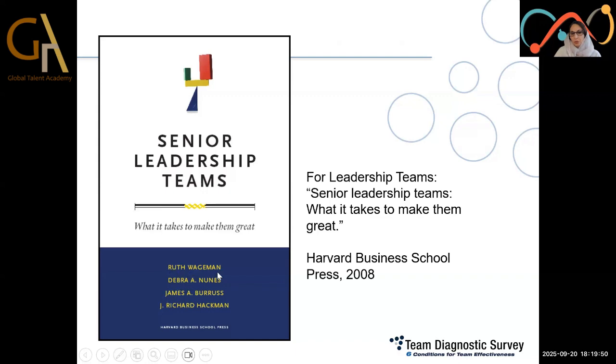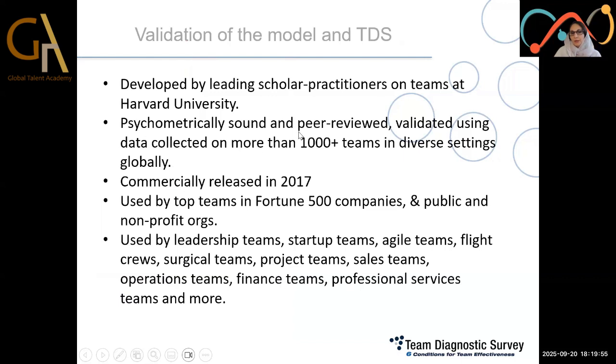Here is Ruth Wageman, Harvard Business School. And this model was developed by these leaders from Harvard. It is psychometrically sound, with peer-reviewed validated data collected on more than 1,000 teams in diverse settings globally. Commercially it was released in 2017, and it coincided that I was on the three pilots, the first, the second, the third. So I'm really proud of being part of the first cohort.